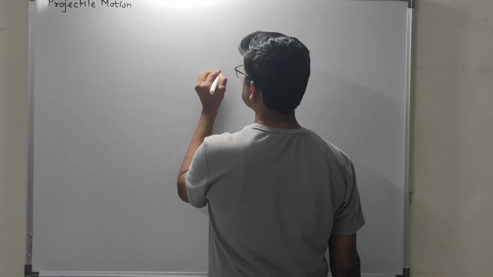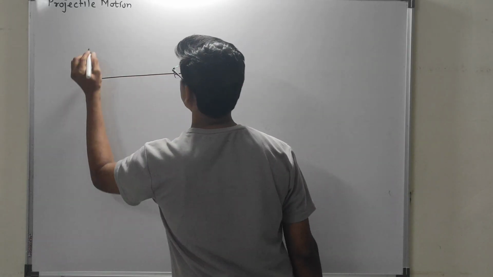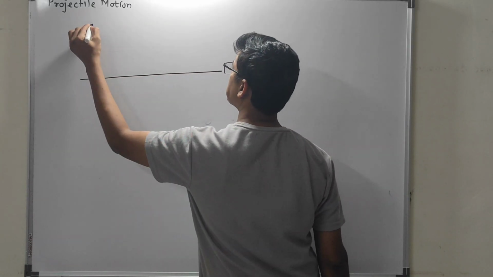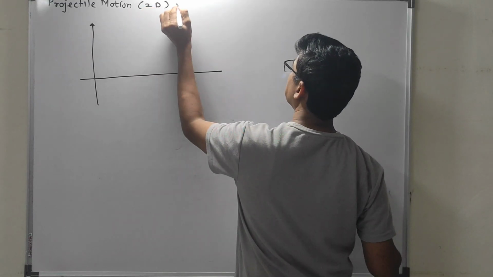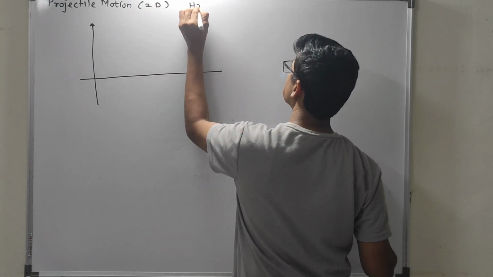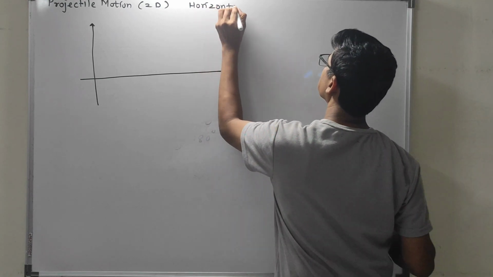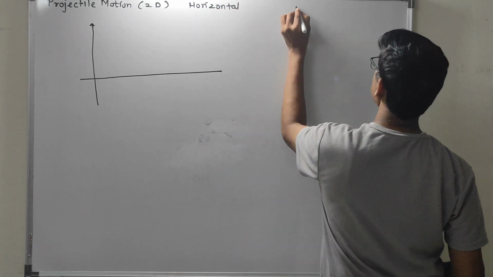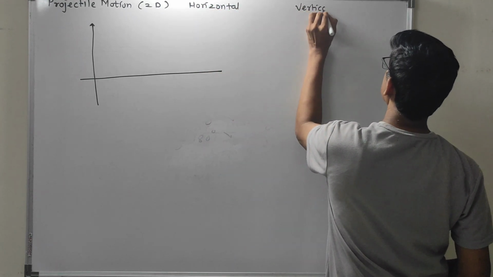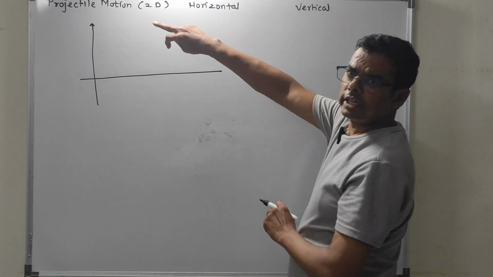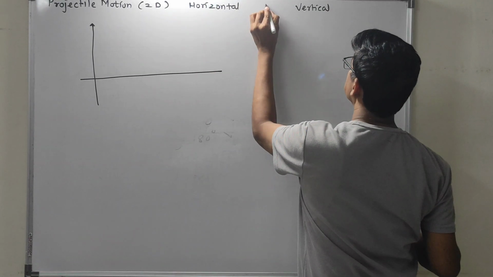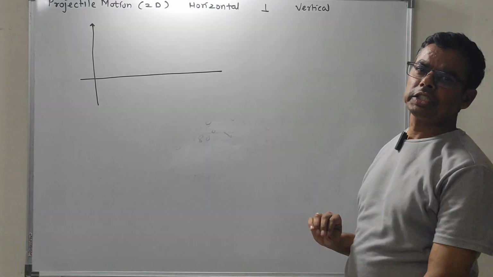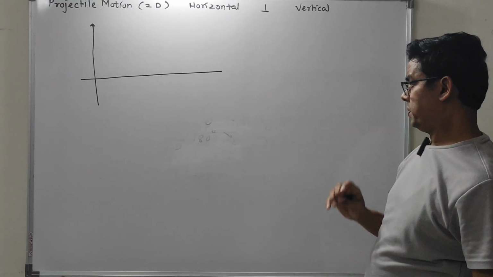Particularly, when we are considering projectile motion, it is a motion in 2D, that is, two-dimensional motion, that is horizontal direction and vertical direction. That is, projectile motion is the motion of an object in two perpendicular directions, horizontal direction and vertical direction.